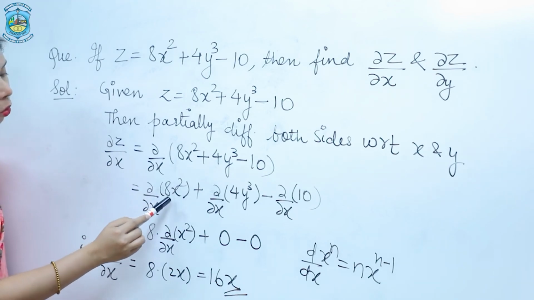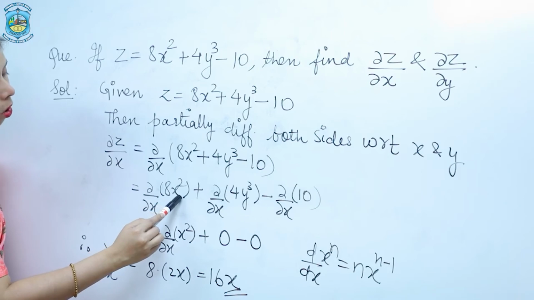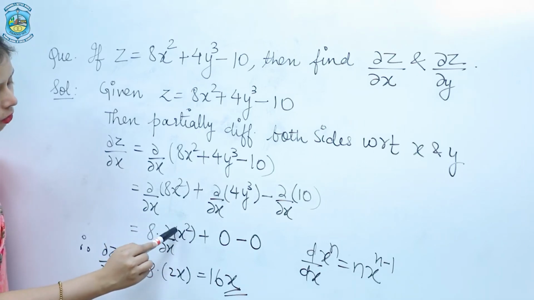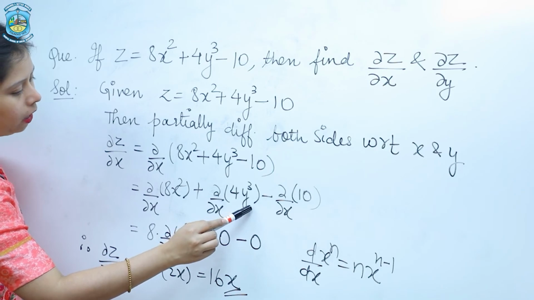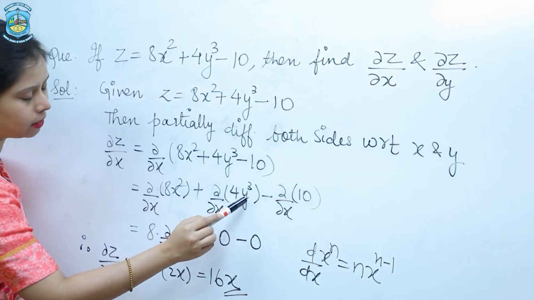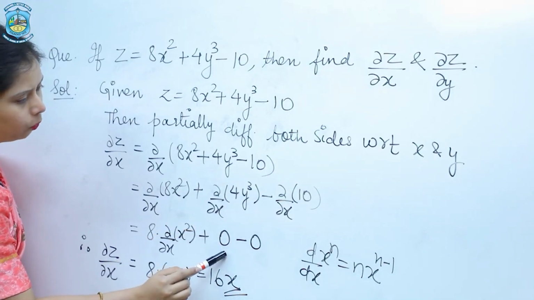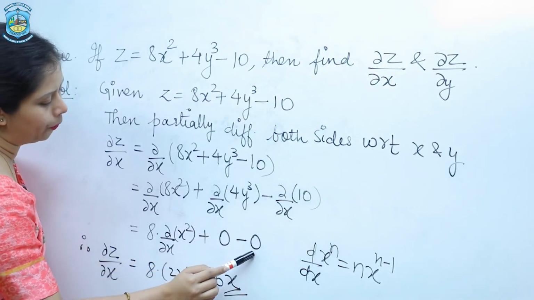Then here using the rule of differentiation, that is the derivative of the product of a constant and a function is equal to the product of the constant and the derivative of the function. Next, the partial differentiation of y with respect to x will give you 0. Here we are using partial differentiation and we are differentiating y with respect to x. So, this will give you 0, and as you all know that the derivative of a constant is 0.